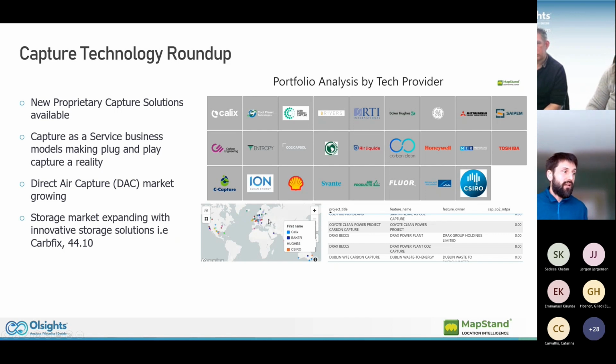We're also seeing companies like Storegga, Summit Carbon Solutions, Horizon Energy, developing CO2 transport and storage infrastructure solutions. And companies like Aker Carbon Capture, with full spectrum CO2 business models, supporting companies across the value chain.